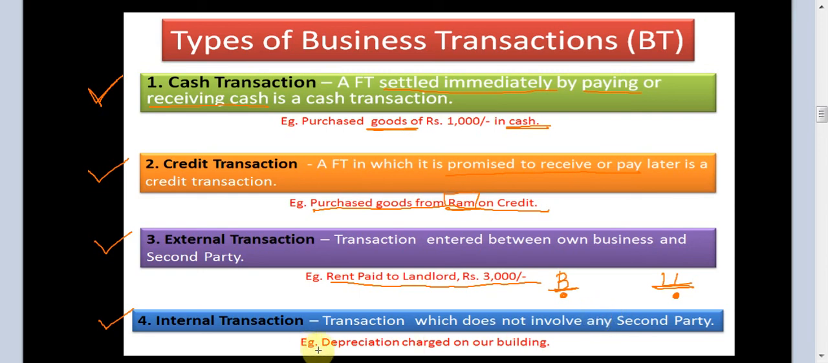See, the example given here is depreciation charged on our own building held, which does not involve any second party, that is, business and business. Some part of the business, say machinery, is affected, and some part of the business, that is depreciation, is affected. There is no other outside party. Such a transaction which does not involve any second party is called your internal transaction.